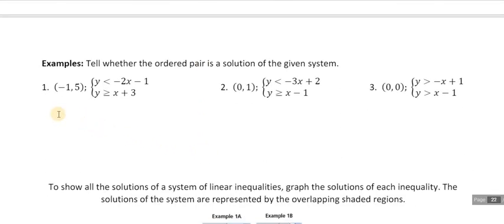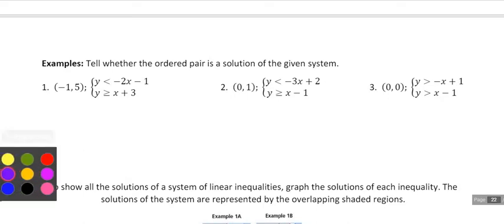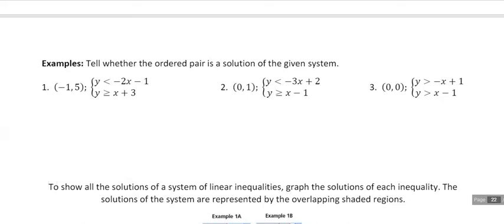So first up, is the ordered pair negative 1, 5 a solution to our system of linear inequalities? So plugging into the first inequality, we've got y is less than negative 2x minus 1. So we're plugging in negative 1 and 5. So we've got 5 for y. Is it less than negative 2 times our x value of negative 1 minus 1?